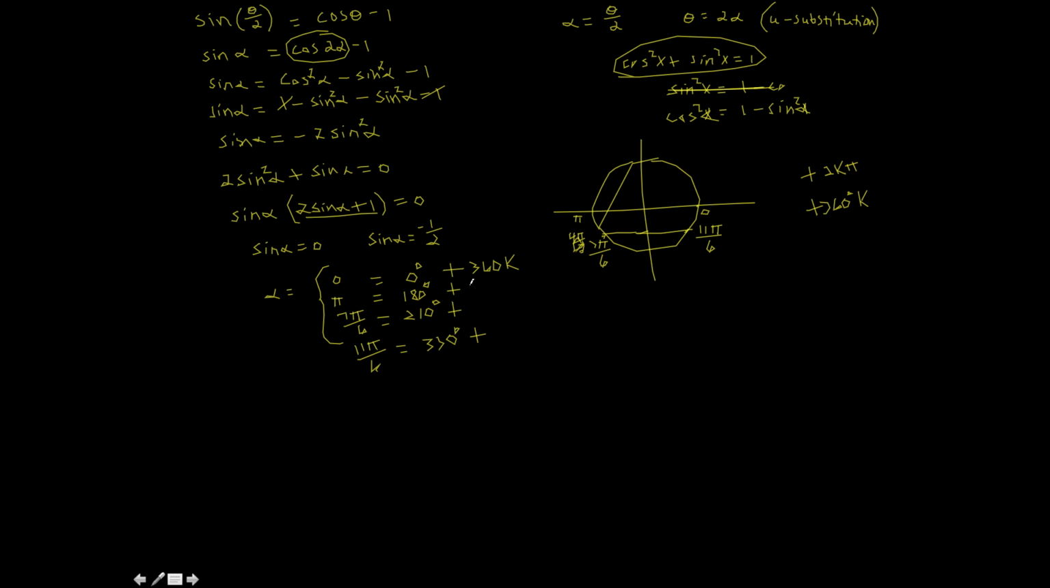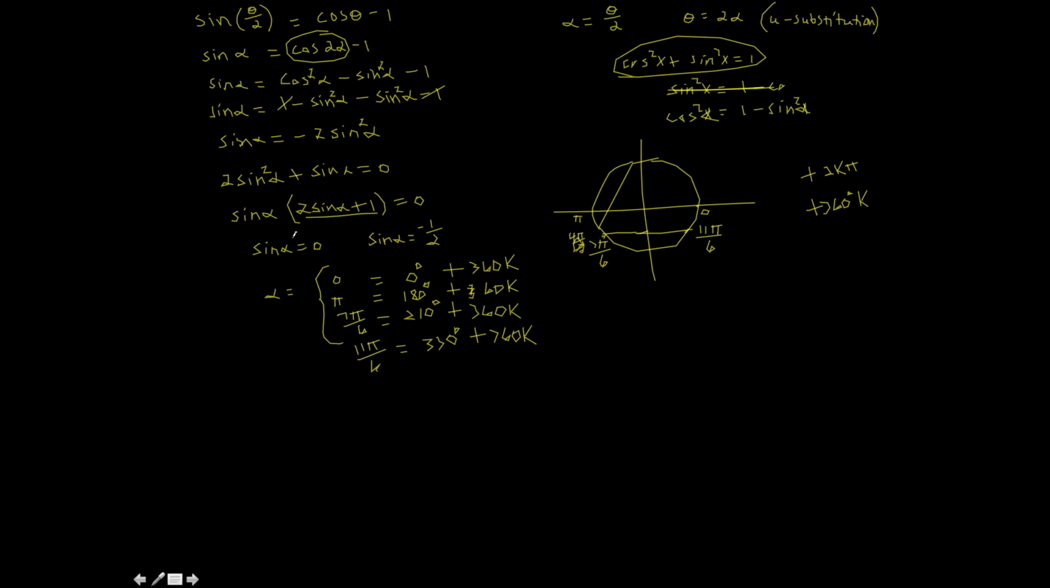And this thing is writing very slowly, so excuse me for that. 360k, 360k, and 360k. Now, because this is writing so slowly, I'm going to tell you how to do the rest of this.